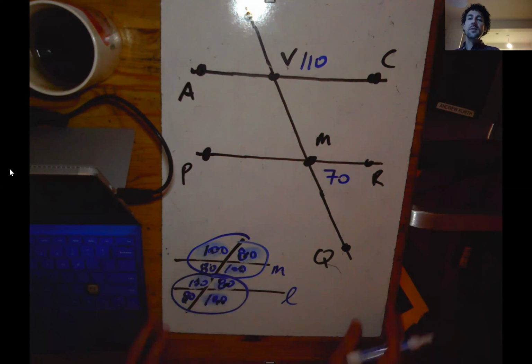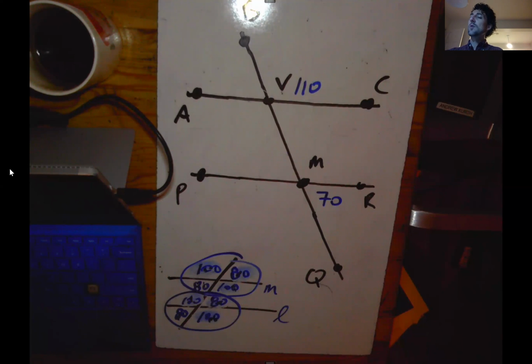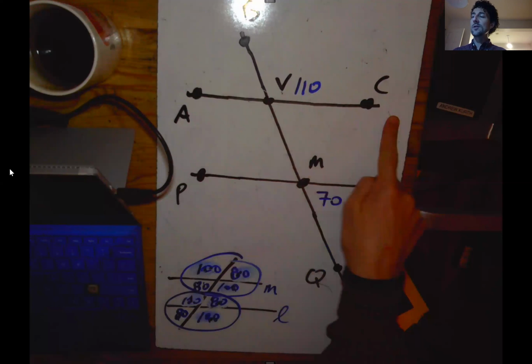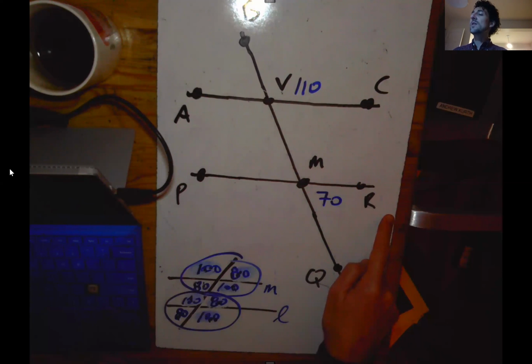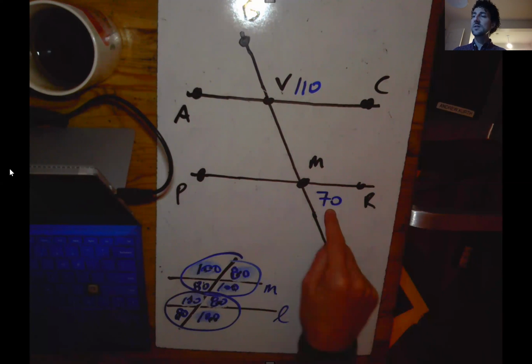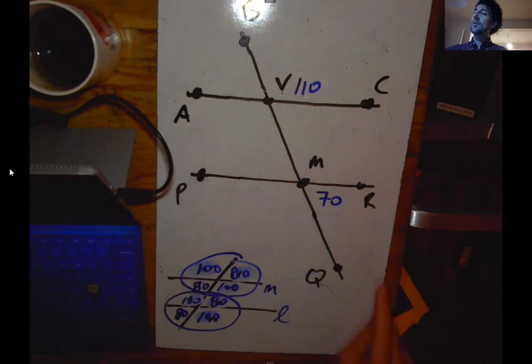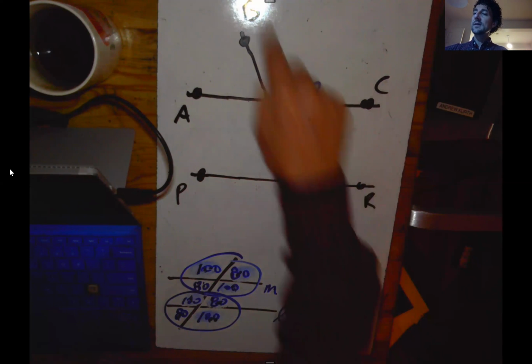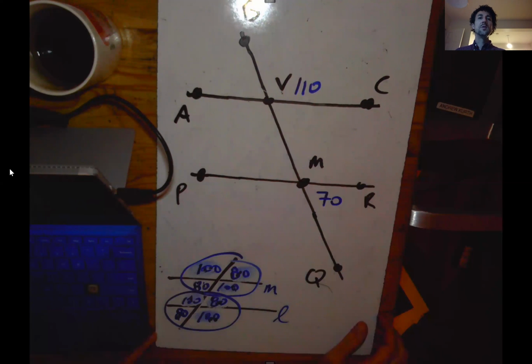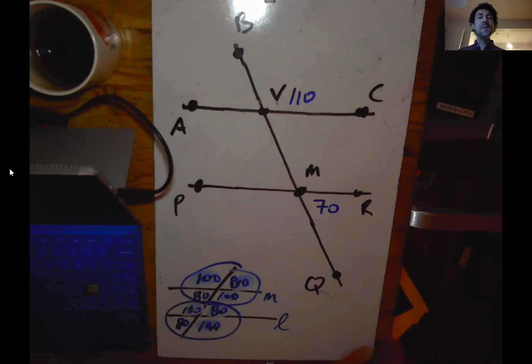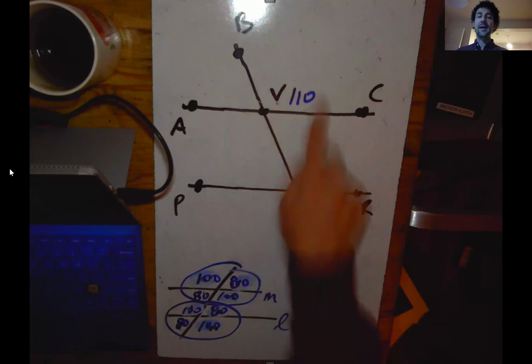So now, in this question, I want to know, is line segment AC parallel to line segment PR? And what I know at the beginning of the problem is angle QMR is 70 degrees, and angle CVB is 110 degrees. So what I want to do is some math to see, are these intersections identical or not?